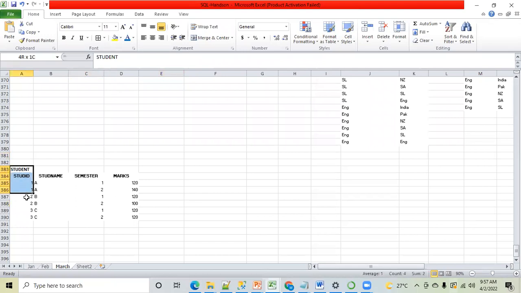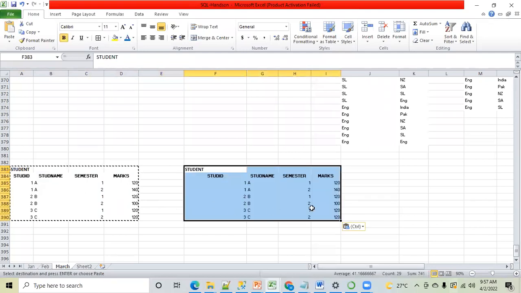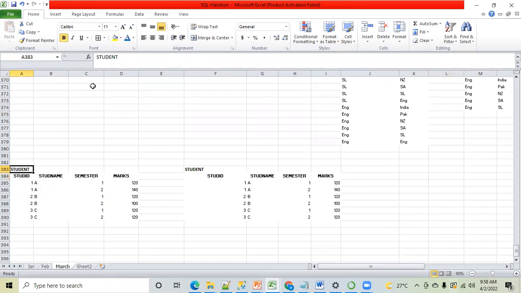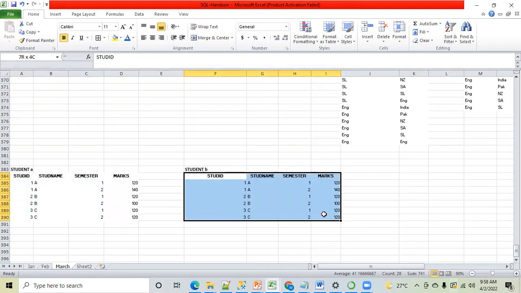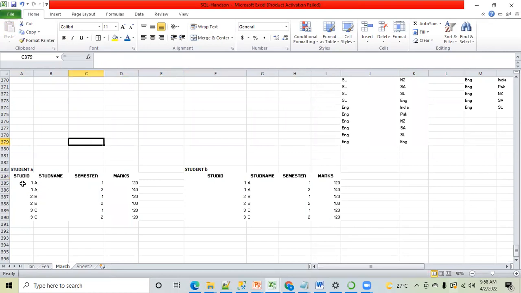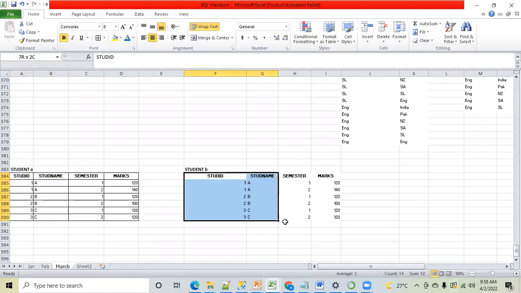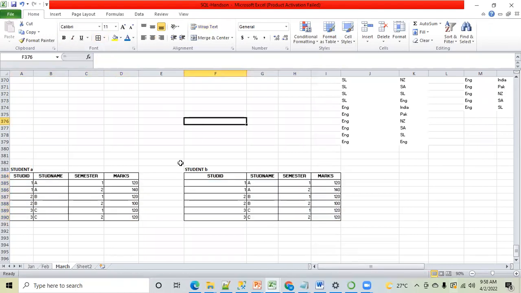First of all, we will make a copy of this. And this will be your student A, and this will be your student B. Fine, I've just created a copy of this and pasted it here. Let's make a table format. Let's start with the first record.